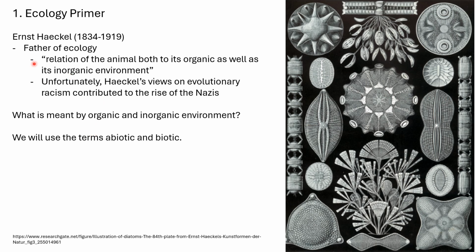So what was he meaning when he said organic and inorganic environment? I wonder. Well, we can think of those terms abiotic and biotic. We like to use those as opposed to organic and inorganic. And so when we say organic, that means the biotic portion of the environment, and inorganic refers to the abiotic.